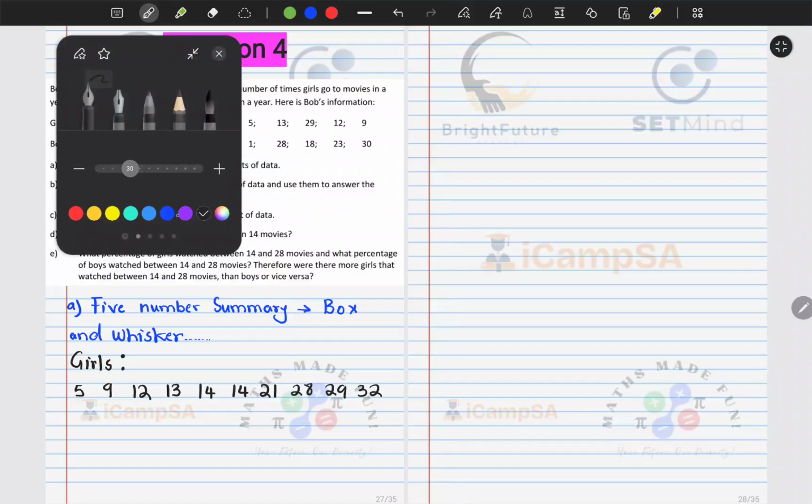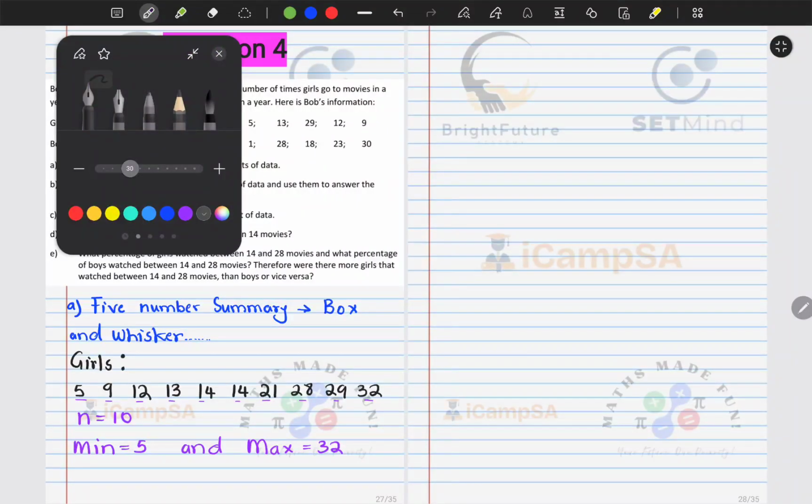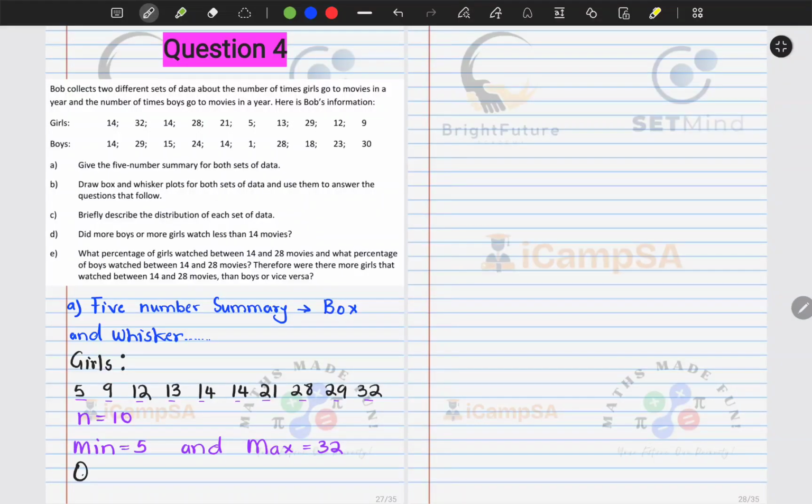So with the girls, you should be able to see that we have our n being 1, 2, 3, 4, 5, 6, 7, 8, 9, 10. Okay, so we have 10. So n becomes 10. So if you look at the minimum, you will see that it is 5. And if you look at the maximum, the last number, that will be 32. Okay.